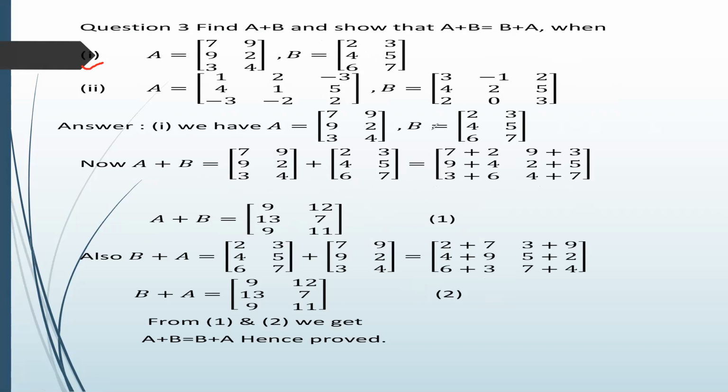For addition, first we check the order. So here we say that both A and B are of the same order. Now we can add. So this will come 7, 9, 9, 2, 3, 4 plus 2, 3, 4, 5, 6, 7. Now we add corresponding elements. So 7 plus 2, 9 plus 3, 9 plus 4, 2 plus 5, 3 plus 6, and 4 plus 7.